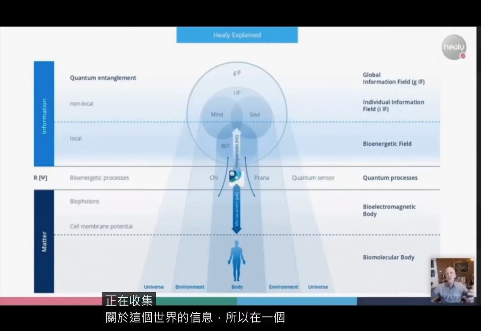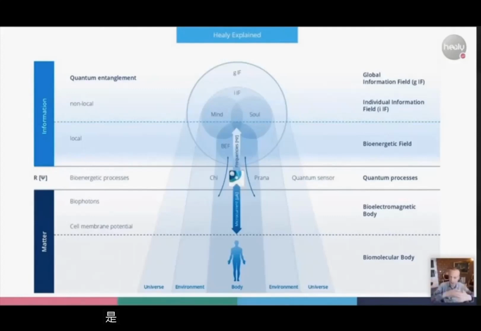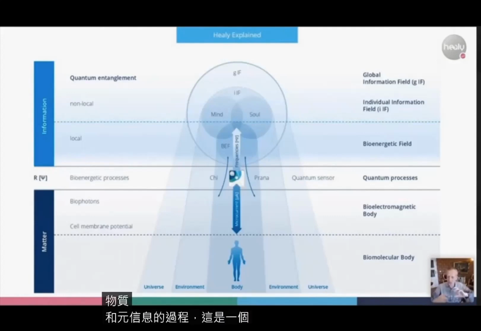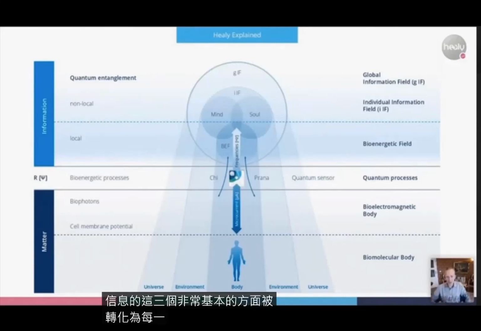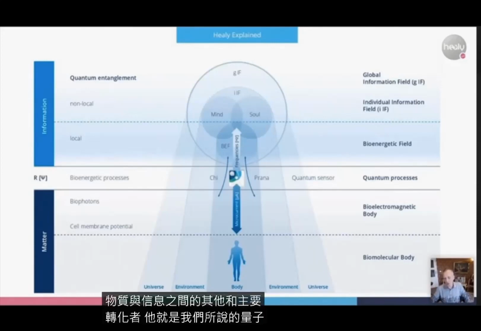So in a way, this reality in which we are living is a constant transformation of energy into information, information into energy, energy into matter, and matter into information. It's a very creative process, where these three very fundamental aspects of reality, matter, energy, and information, are transformed into each other. And the main transformer between matter and information, this is what we call quantum processes.